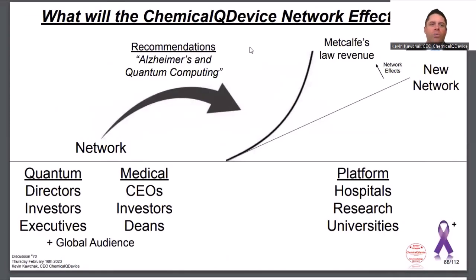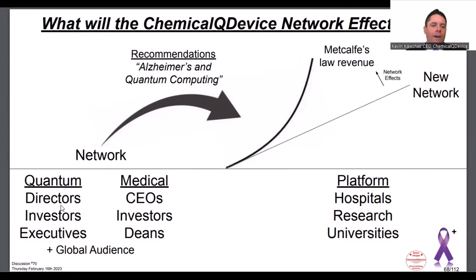Now, the other question is, what will the Chemical Q Device network effects be? The existing network is quite good, with quantum directors, investors, executives, medical CEOs, investors, and deans, with a global audience. Basically, I've gone to so many other discussions, and people have come and hosted on mine.